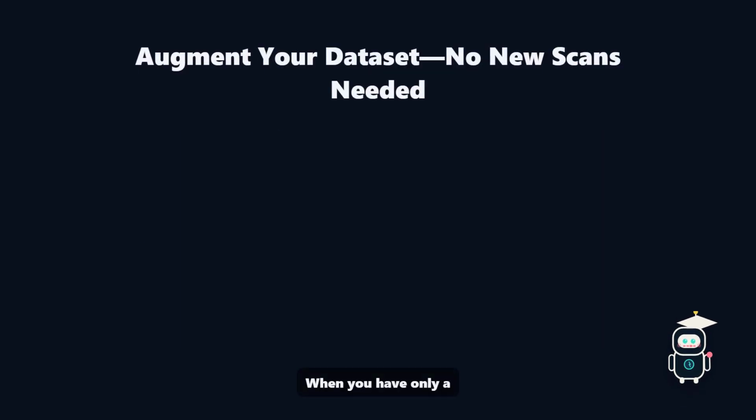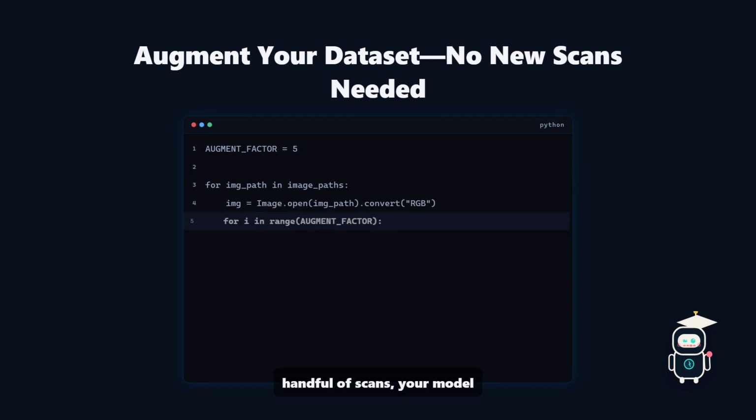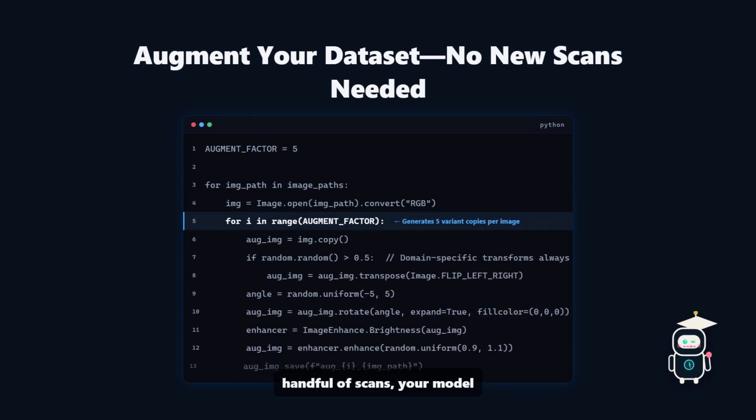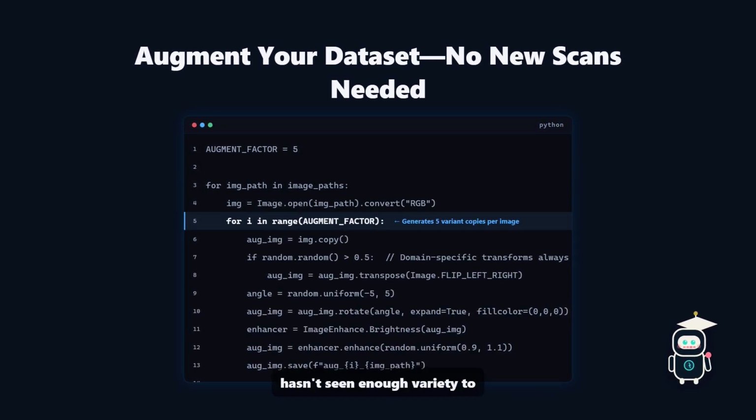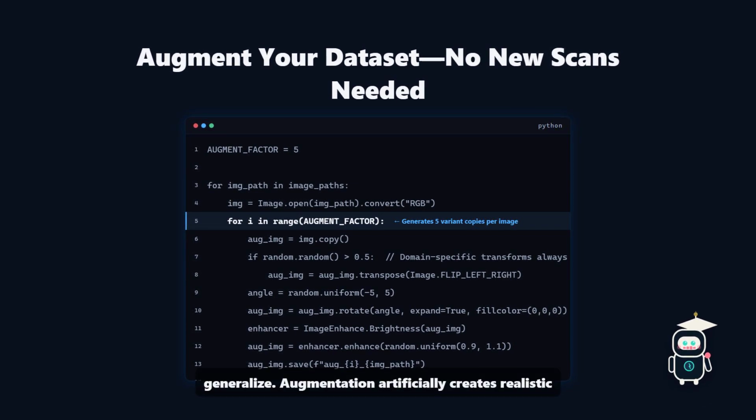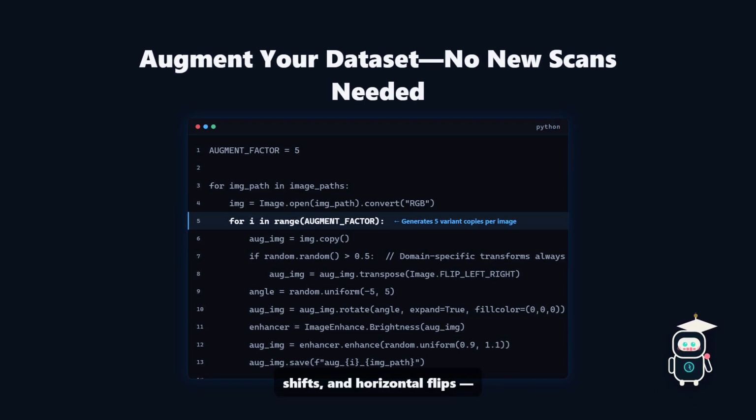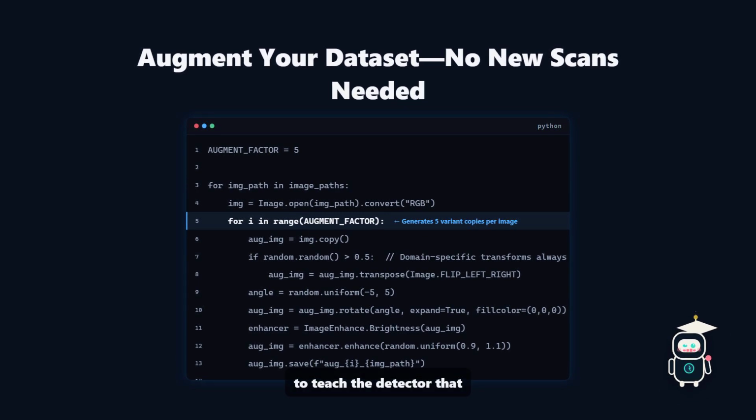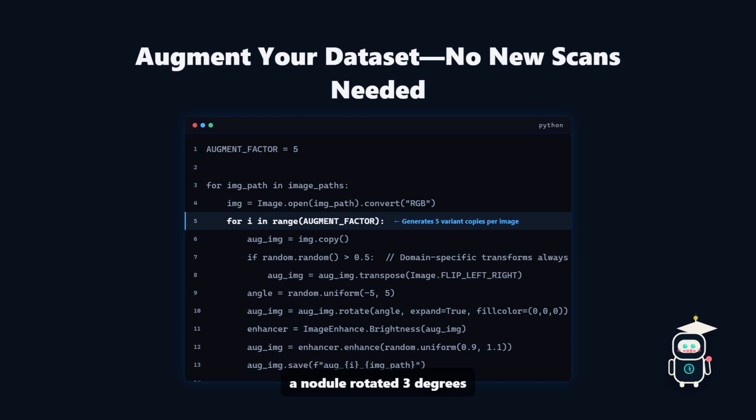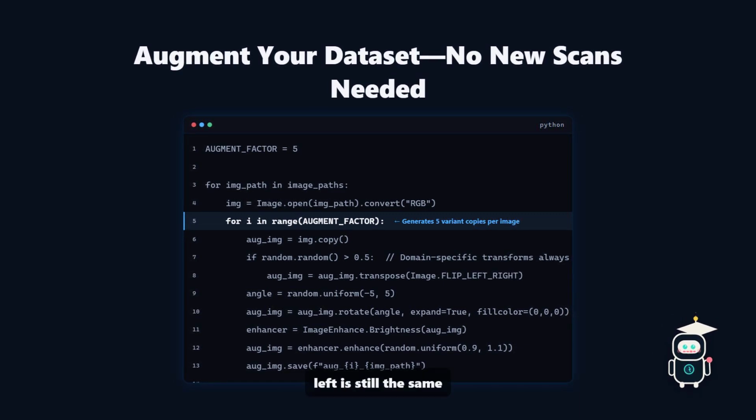When you have only a handful of scans, your model hasn't seen enough variety to generalize. Augmentation artificially creates realistic variations, slight rotations, brightness shifts, and horizontal flips, to teach the detector that a nodule rotated 3 degrees left is still the same nodule.